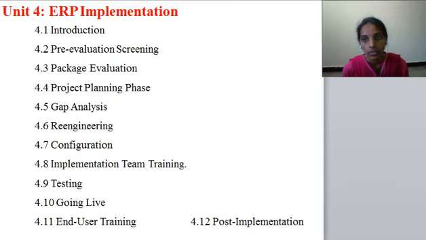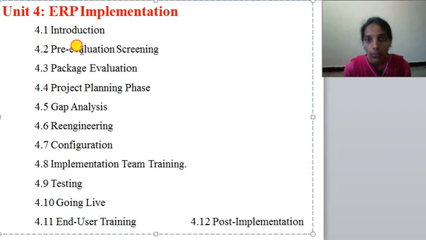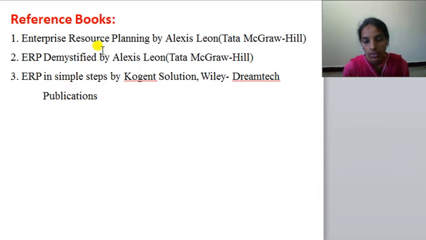Next is unit number 4, that is ERP implementation. It is also known as the life cycle of an ERP or phases of an ERP implementation. In this life cycle of an ERP there are a total of 11 steps, from pre-evaluation screening up to post implementation. These 11 stages are important, and all these 11 stages are also known as the life cycle of an ERP. It means how we can implement this ERP software in our system, and we have to follow all these 11 steps. So these are the 4 units, and the last one is reference books. There are 3 reference books.